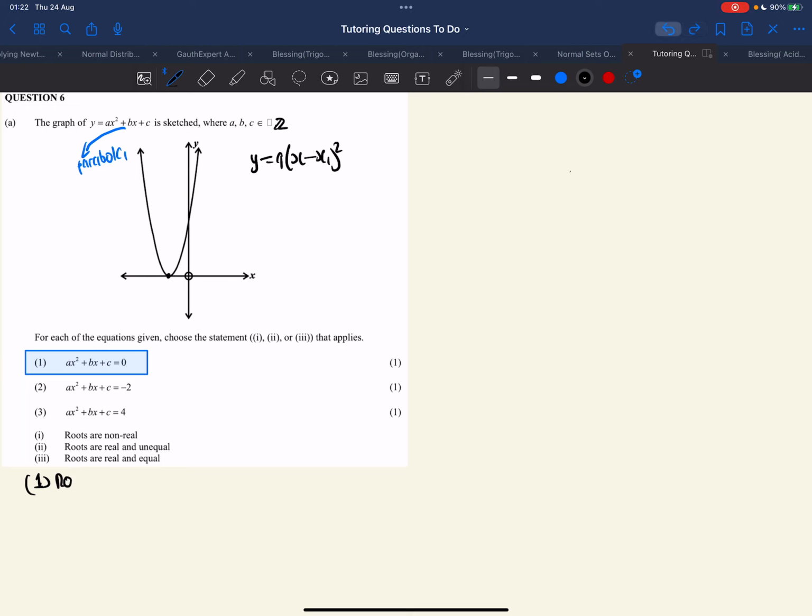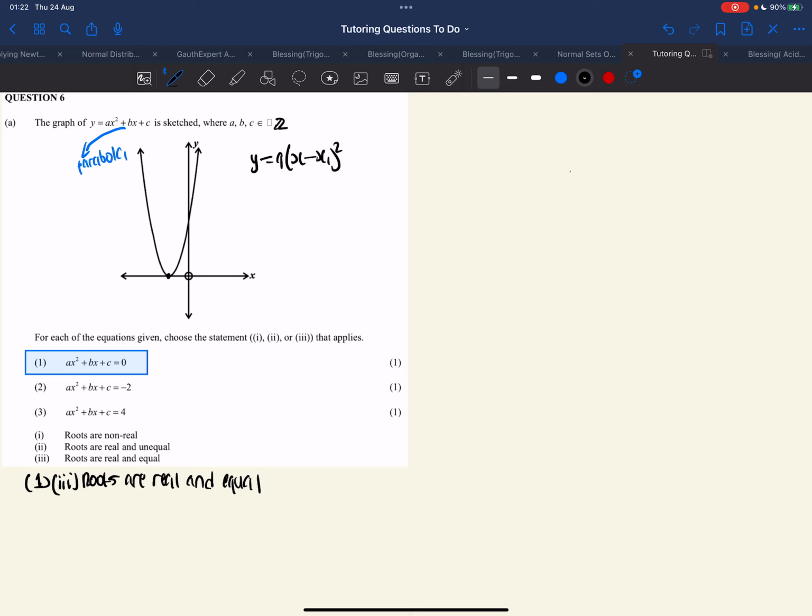Let me just say number one correlates with triple I, because its roots are real and equal. The reason why they're equal is because it only has one x-intercept. So basically those roots are actually equal because it's just one x-intercept.